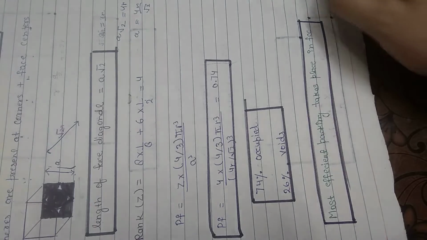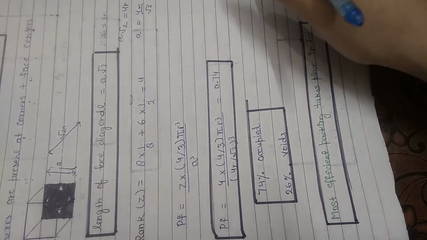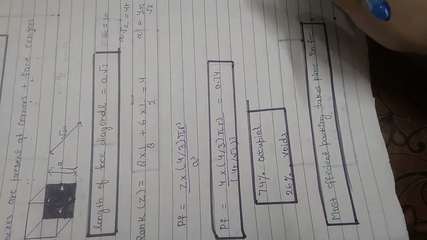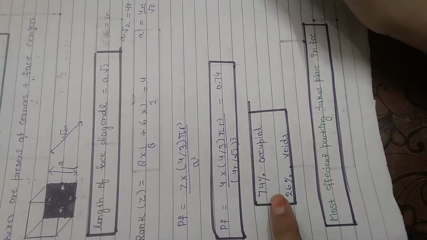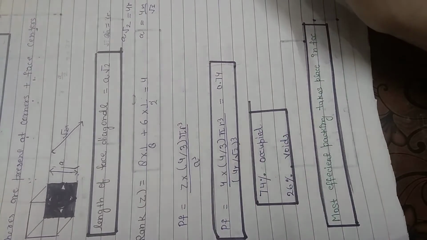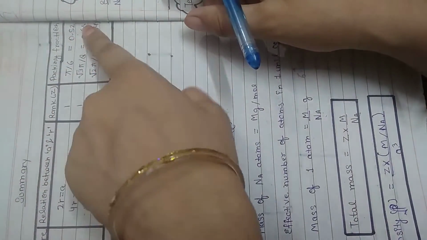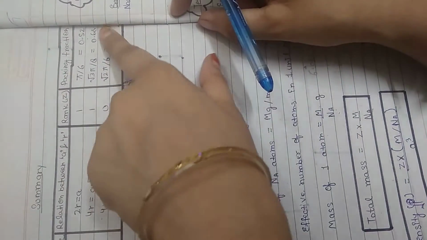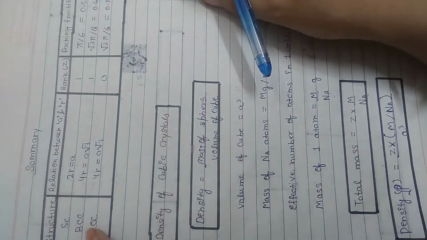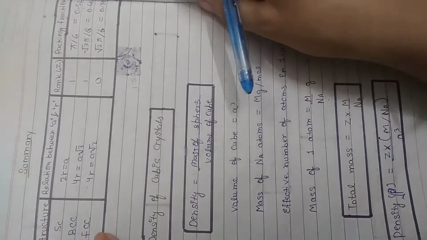So this is the most efficient packing, in FCC. In this face centered cubic, it is efficient packing because it has 74% occupied and just 26% voids. So it is a summary. The packing fractions are 52% in simple cubic, 68% in body centered cubic, and 74% in face centered cubic.